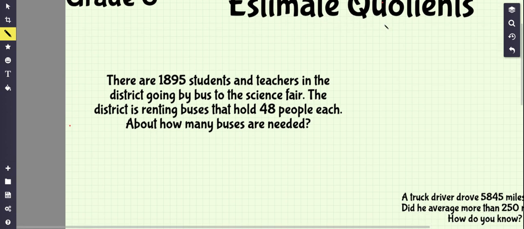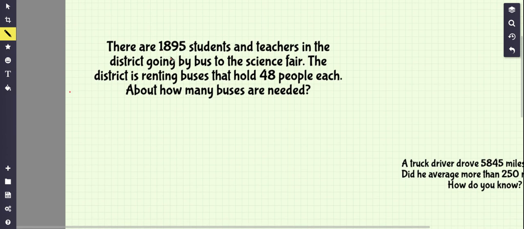So we're gonna start here, and there's 1,895 students and the teachers in the district going by bus to the science fair. The district needs 48 people in each bus. How many buses do I need?